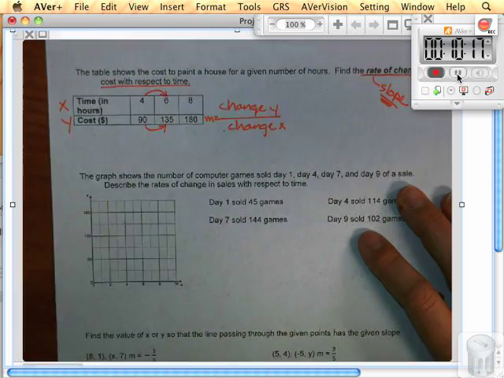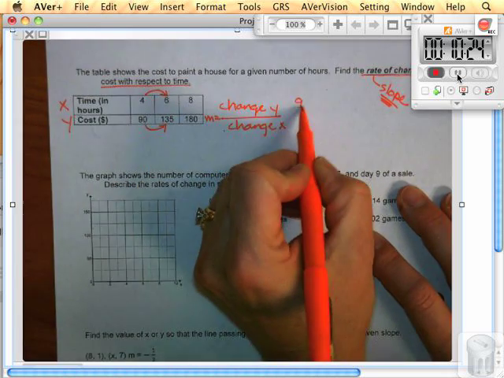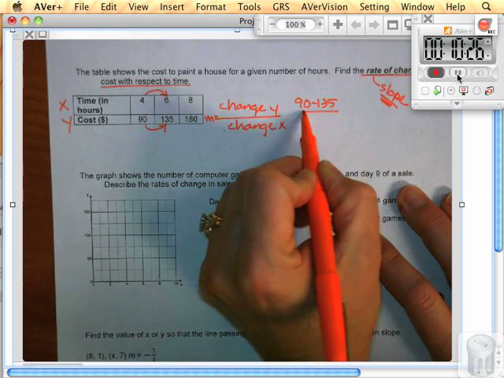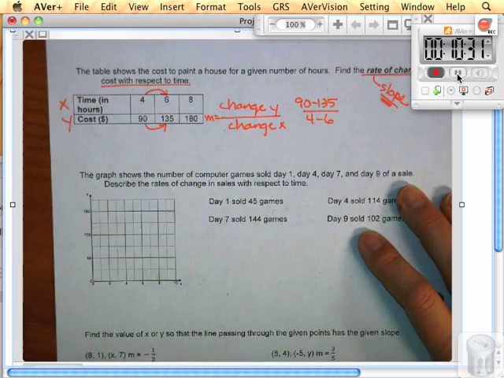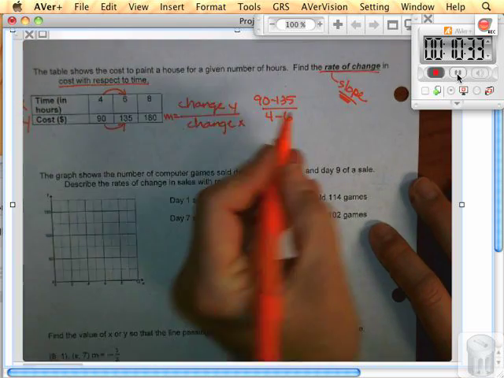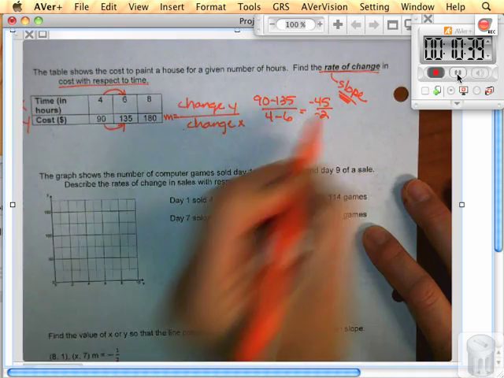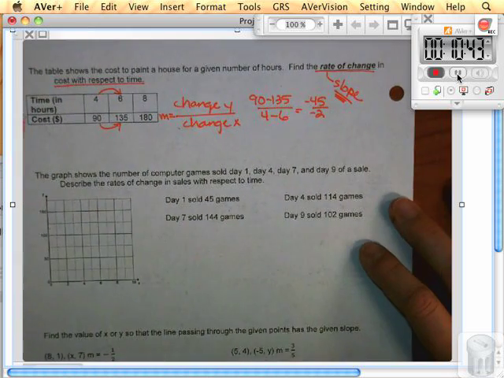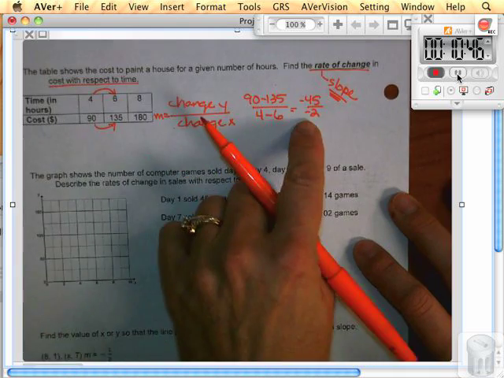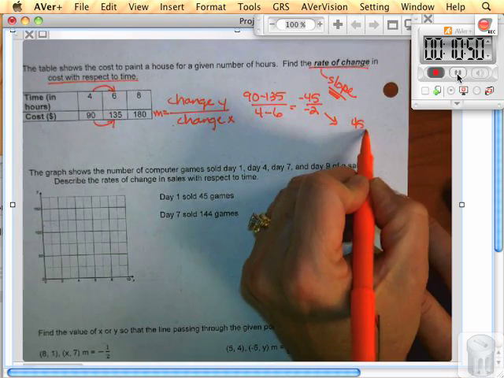Just put it in the basket. You done? Okay. All right, so it doesn't matter what numbers you use. I'm just going to do 90 minus 135, and then I'm going to do 4 minus 6, as long as I go in the same order. I get negative 45 over negative 2. Don't put it into a decimal. The thing you do have to do, though, is negative divided by negative is just going to be a positive. So just write it as 45 over 2.